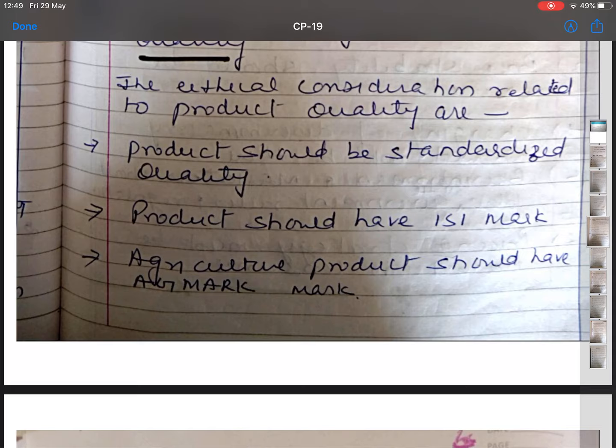The PAC mark shows the quality of building material products. It is the same with the other products also.